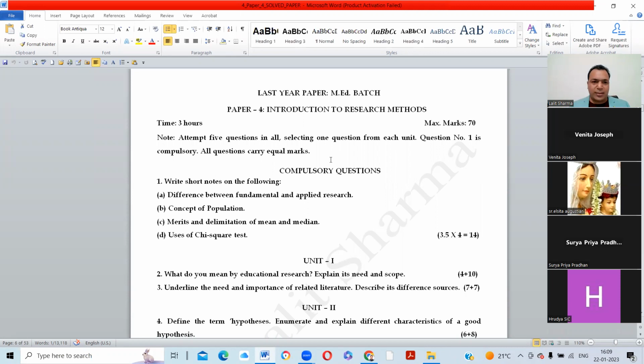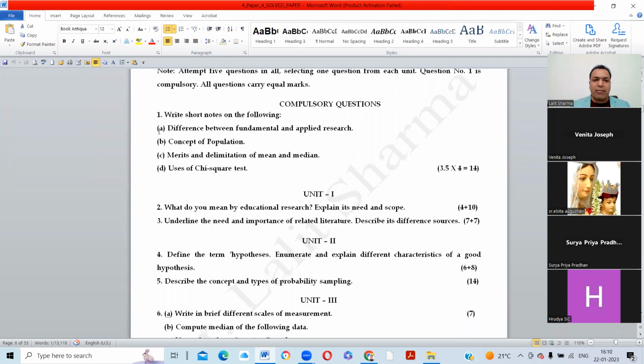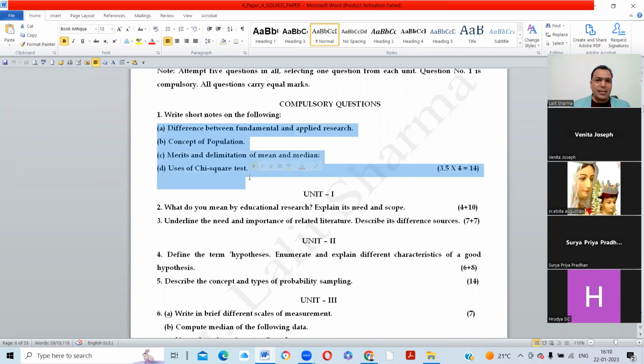I think it is last year's. So first, you know that it is a compulsory part. Everybody knows that. Under the compulsory part, 4 questions would come. And there is no choice. All the questions you have to attempt, right?